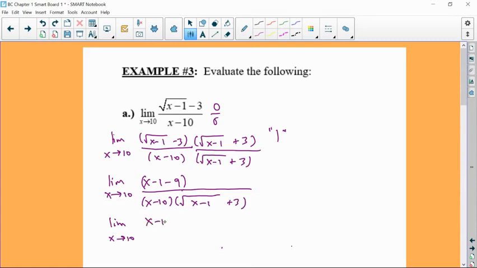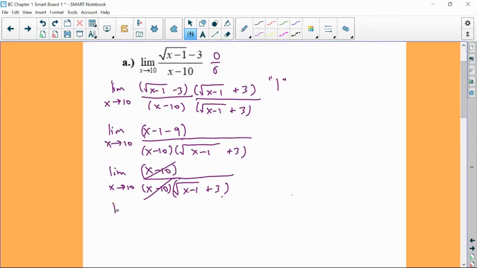So I have an x minus 10, and I have another x minus 10 here. So now I can actually cancel those two factors, and that's the 0 over 0 that I'm removing. And so then I get, okay, great, the limit as x approaches 10 of 1 over the square root of x minus 1 plus 3. And I can evaluate at 10. 10 minus 1 is 9. Square root of 9 is 3. So I get 1 over 3 plus 3, which is 1/6.